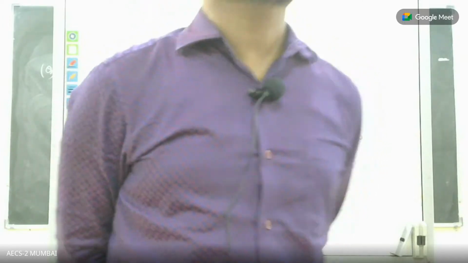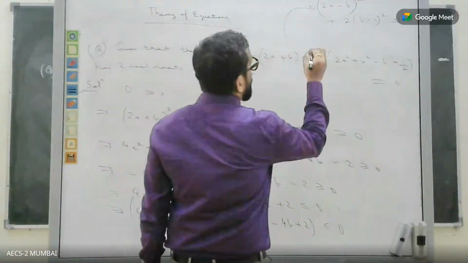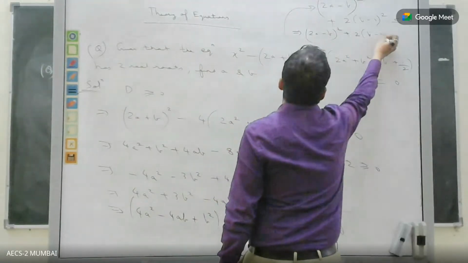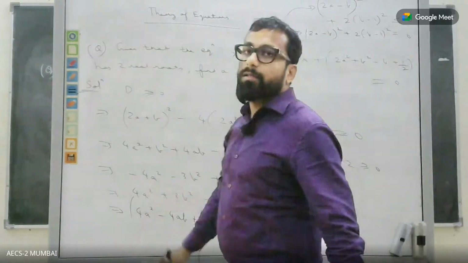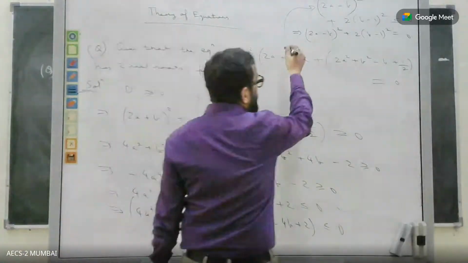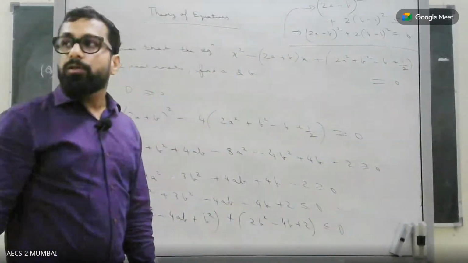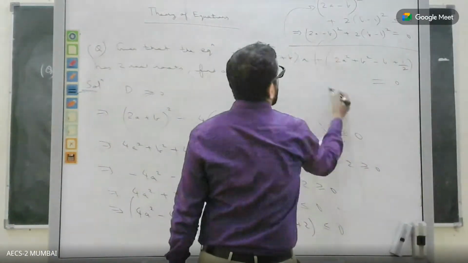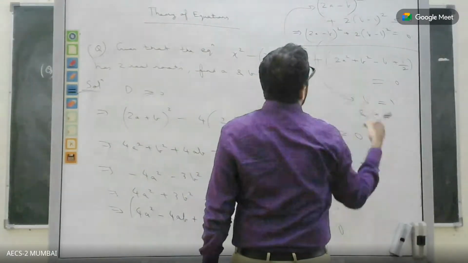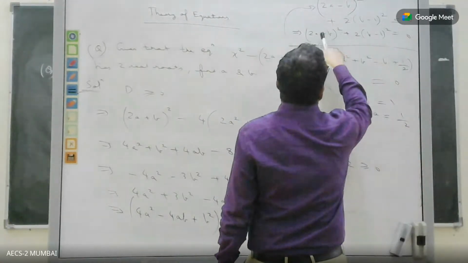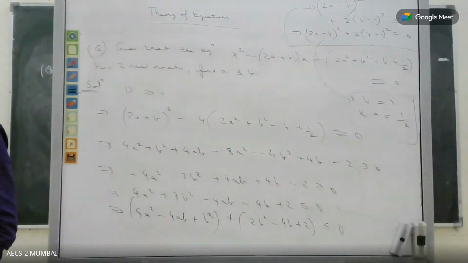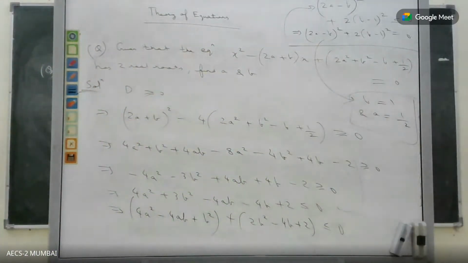So the only way this equation can hold is they must be 0, na? Their sum must be 0, right? Correct? Since perfect squares cannot be negative, their sum must be 0, correct? Right? So from here what do we get? B equal to 1 and A equal to half. ये मिल रहा है? B equal to 1 and A equal to half आ रहा है? Yes, sir. Correct?